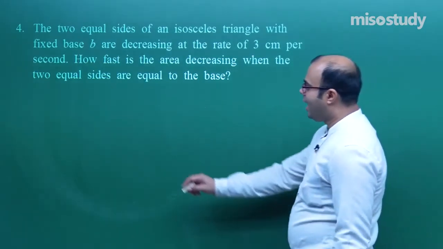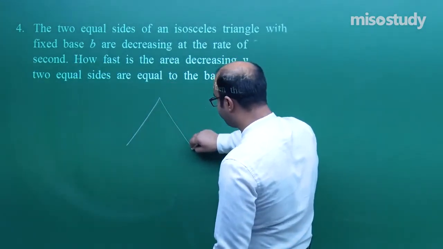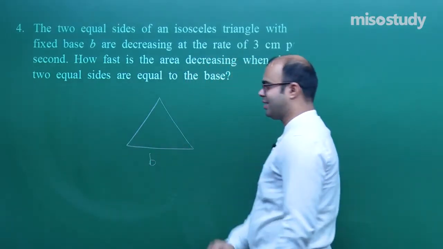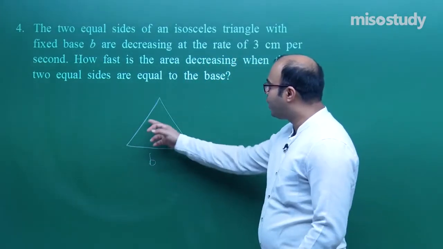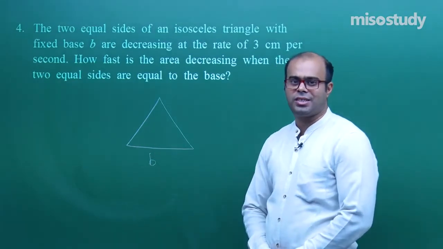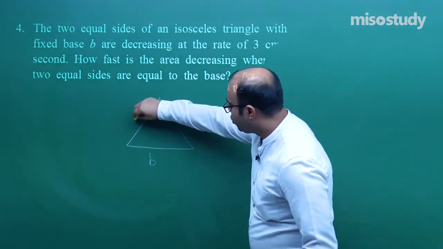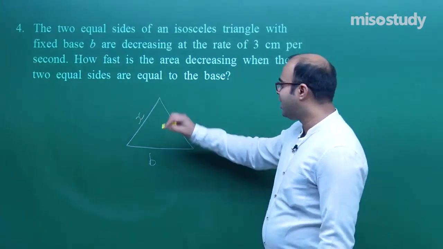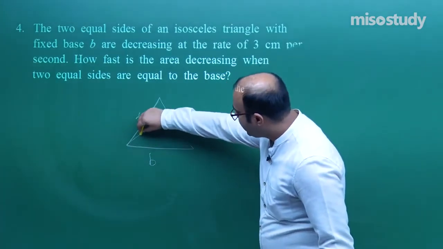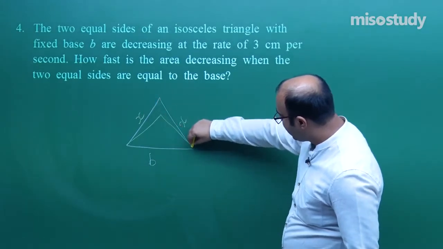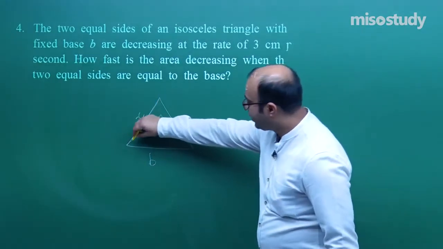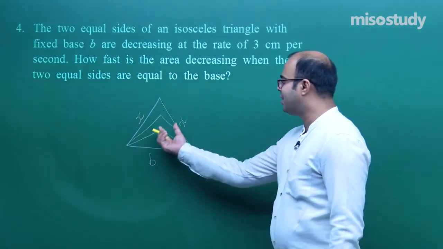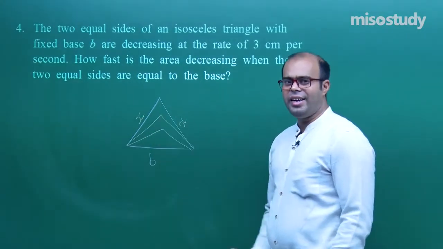So there is an isosceles triangle given to us, and this isosceles triangle has this base B which is fixed, but its two equal sides don't have the fixed length, they are varying. So if this length is x, this length is also x. Right now this is the isosceles triangle. It may be possible that sometime later the isosceles triangle is this one, sometime later the isosceles triangle is this one. So actually the length of these two sides is decreasing.